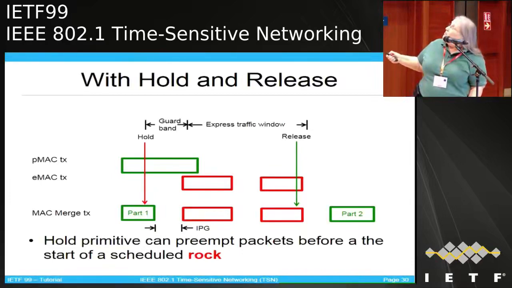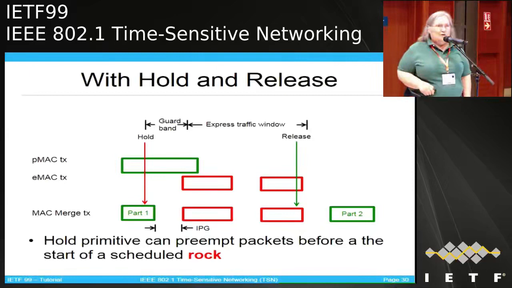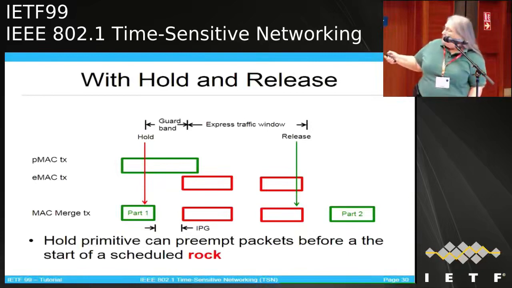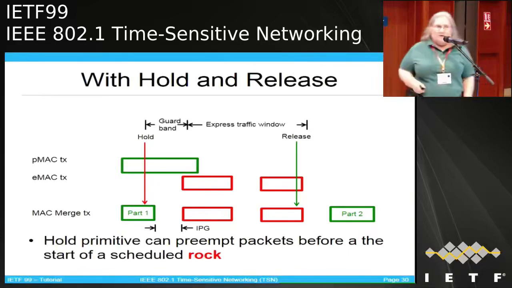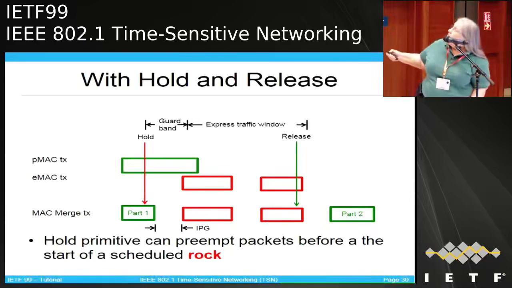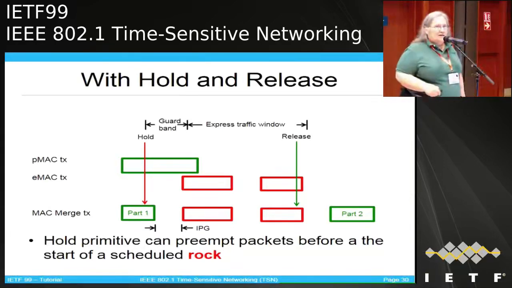So we know the scheduled rock is coming up. Basically, we have a guard band of time before that happens in which we send a primitive called hold to the MAC. And the MAC will then go ahead and preempt, even though we aren't giving it the scheduled packet yet. And so when the scheduled packet arrives, we will transmit it right away. We will already have completed preemption, and a number of packets can go, and then we'll release it when we get to the end of the scheduled time and we're ready to let the other traffic flow again.